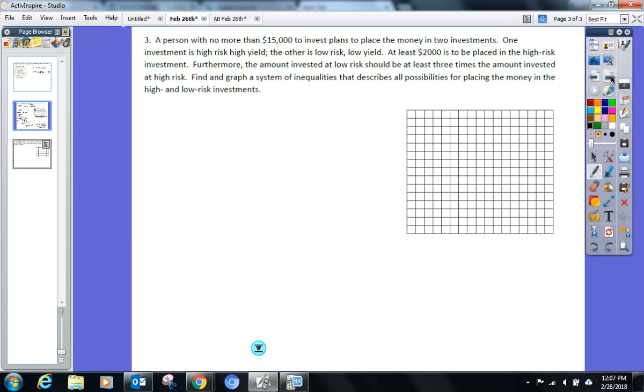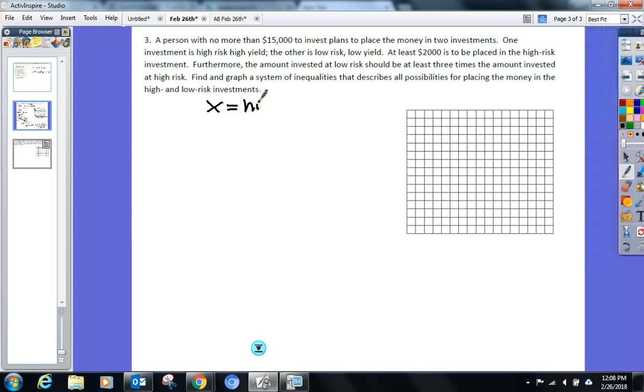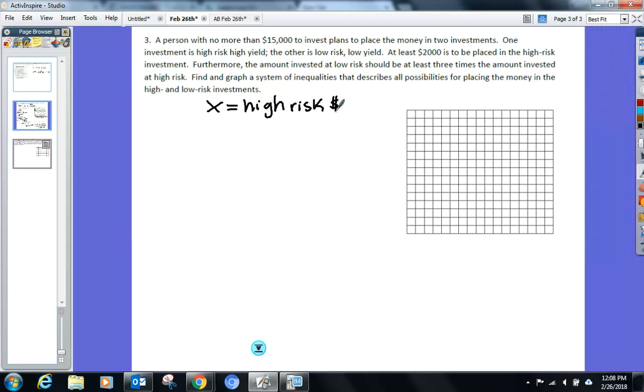Okay, what do we want high risk to be? So we'll let X equal high risk money. And Y be low risk money. I think that's the toughest part, is figuring out what we need to solve for.